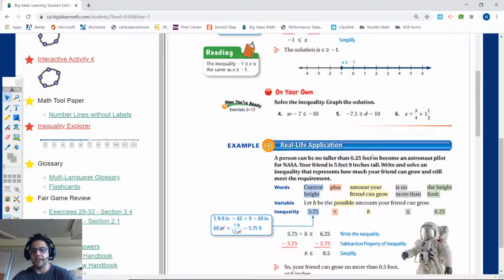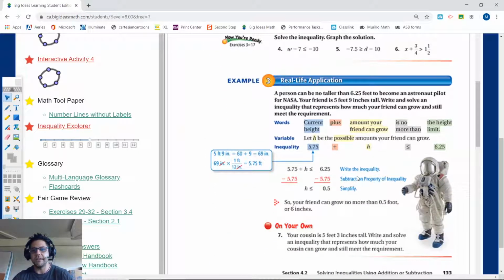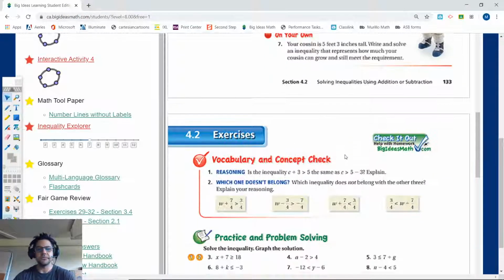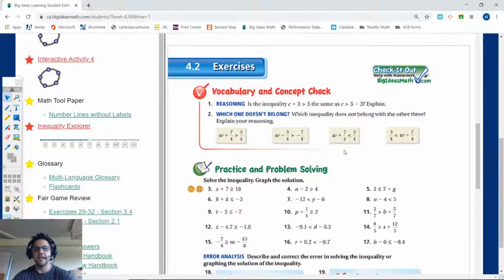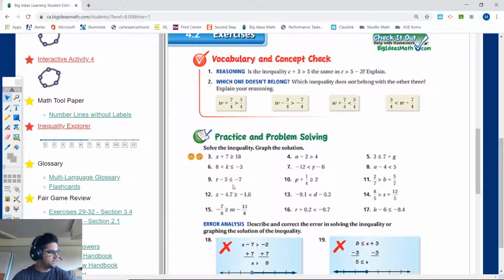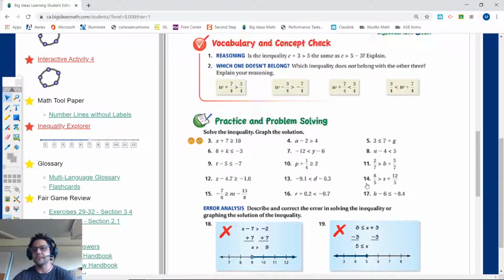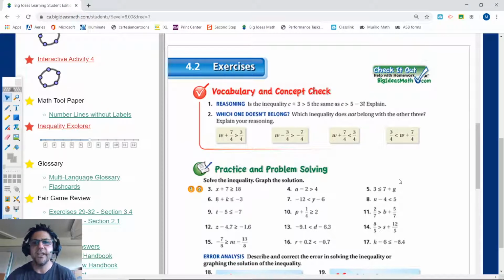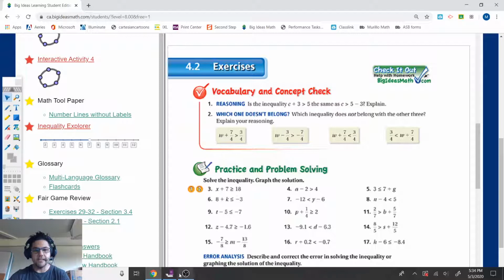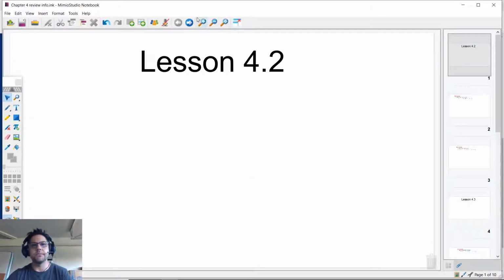So we got some on your own. We're not going to stress too much about the real-life application problems. We're just going to work on some basic skills. And then your assignment for this day is 3 through 19 odd. Number 19, just be careful because, again, it is that error analysis, which is a great way to understand if you truly know what the problem is asking you to do. All right, so let's jump to our problems really quick.